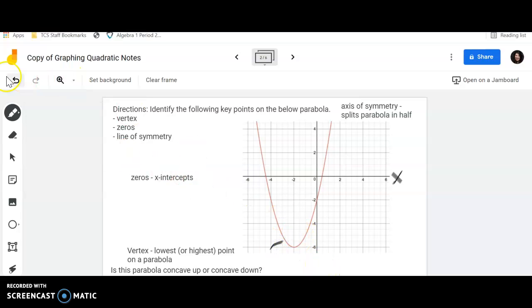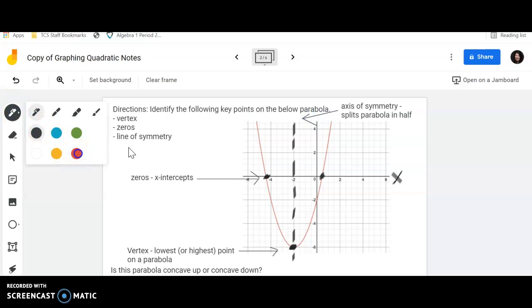Our vertex is going to be our lowest or highest point. So our vertex is right here. That's our vertex. The zeros are where the graph hits the x-axis. So our zeros are going to be right here. That's our zeros because that's where the graph hits the x-axis. And then our line of symmetry, it goes right through our vertex and it cuts our graph in half. So our line of symmetry is going to be right here because, or our axis, you can call it a line of symmetry or an axis of symmetry. It's right here because it cuts the graph in half.